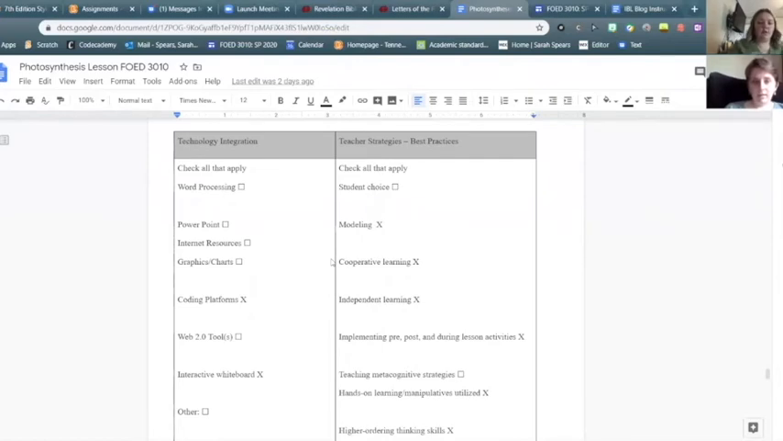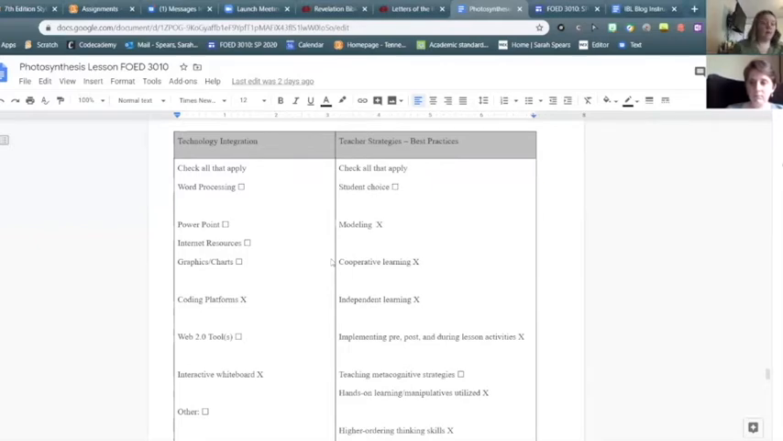So for the technology we're going to be integrating, we're going to be using coding platforms. That's going to be Scratch. The internet resources, we're going to be using YouTube and Scratch. We're going to be using an interactive whiteboard. That'll be our smart board, so they can go up, they can present their models that are on Scratch, put that on there. And the teacher strategies, the best practices we're going to be using modeling.